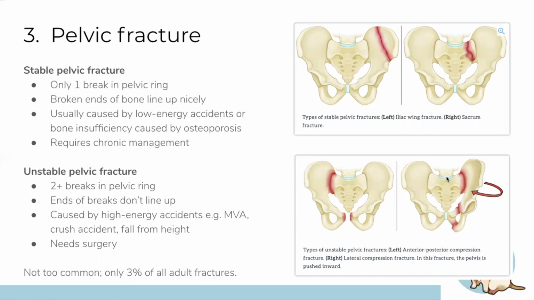The unstable pelvic fracture, on the other hand, is where in the ring there are 2 breaks, and the breaks don't exactly line up all of the time. This usually happens with severe trauma incidents, and patients will usually require surgery to fix this issue. But again, pelvic fracture is not really that common compared to things like osteoarthritis or hip dislocations.